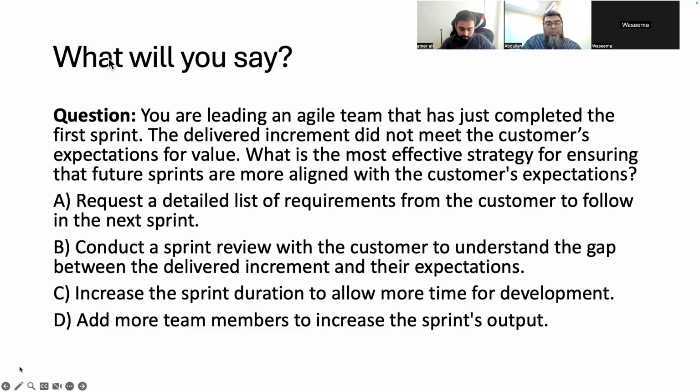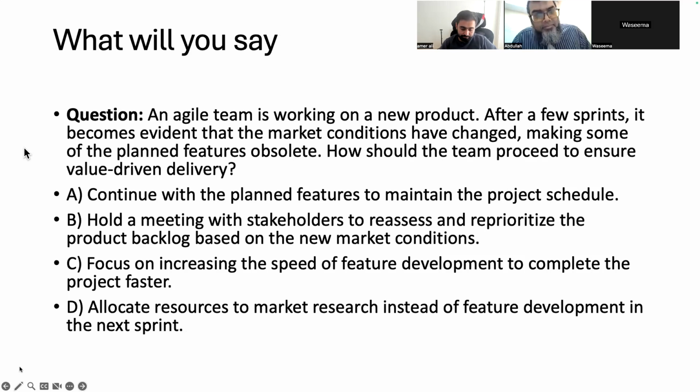For this one, I would go with B, conduct a sprint review with the customer to understand the gap. Okay. Basima, would you agree to that? Yes. Okay. Then let's solve the next question, Basima.